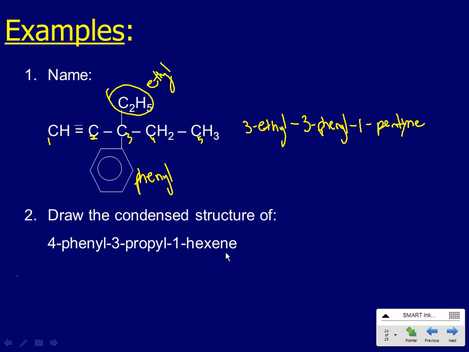A 1-hexene. 1, 2, 3, 4, 5, 6. Put the double bond there. 1-hexene. And then a 4-phenyl. 1, 2, 3, 4. So stick a benzene ring off. Don't worry about the appropriate size of it. All right, so there's 6 carbons stuck on that thing and 5 hydrogens.